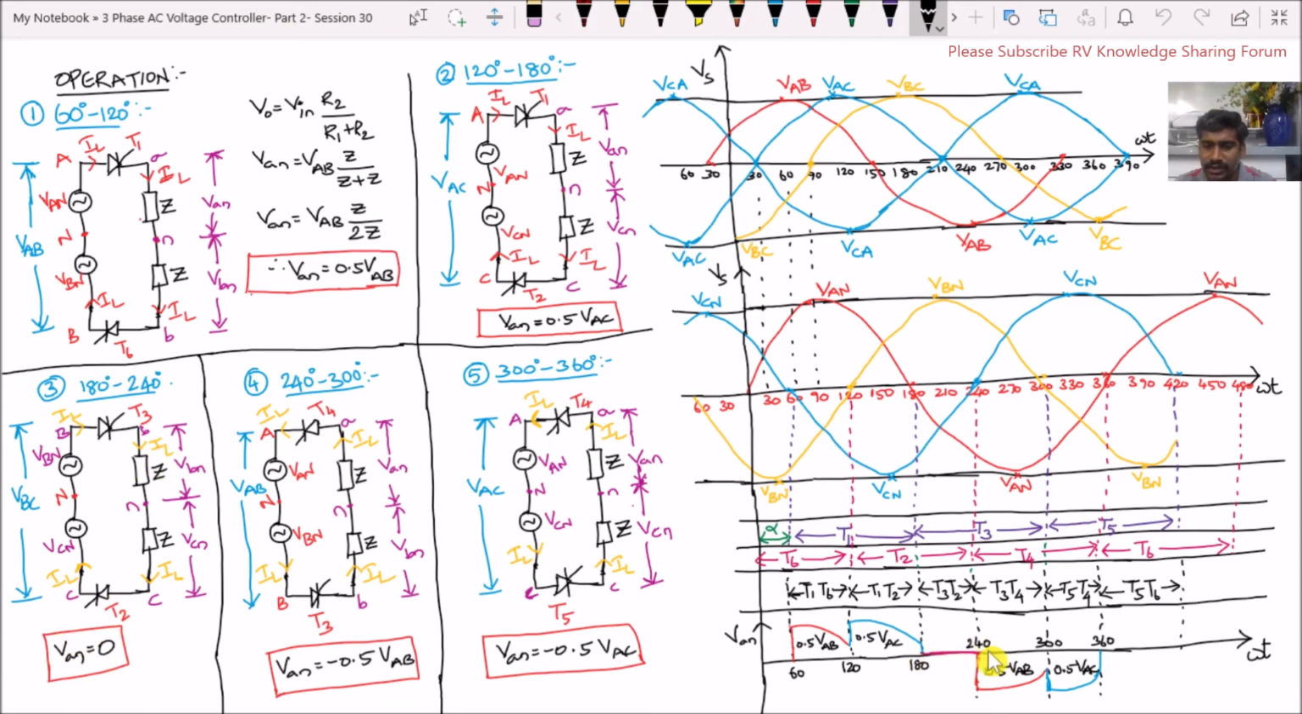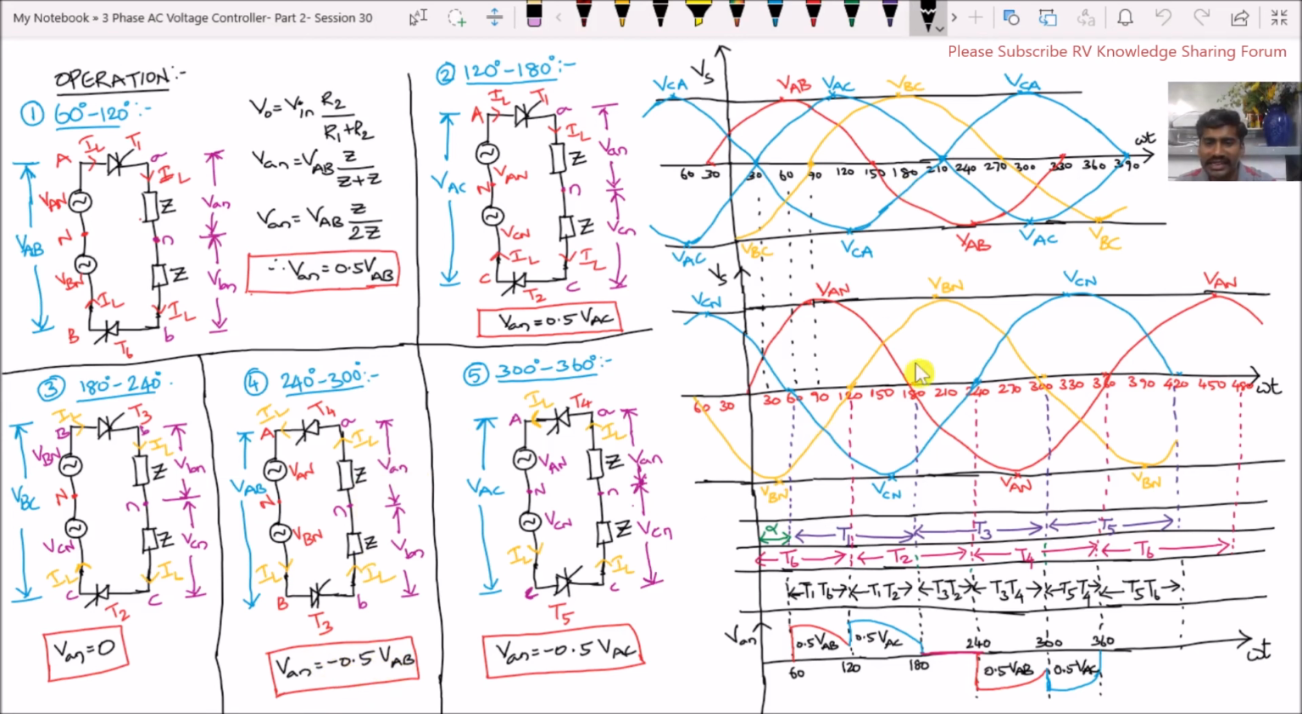See here. So during 240 degrees to 300 degrees, the thyristors T3 and T4 are conducting. So for this, please refer to circuit 4. During this period, the current flows through the thyristor T3, the impedance load, and the thyristor T4. So at this time, the voltage which appears across the impedance load is VAN and VBN. If we apply the voltage divider rule, we will get the output phase voltage VAN across the impedance load as minus 0.5 VAB, because this minus is due to the reversal of the input voltage.